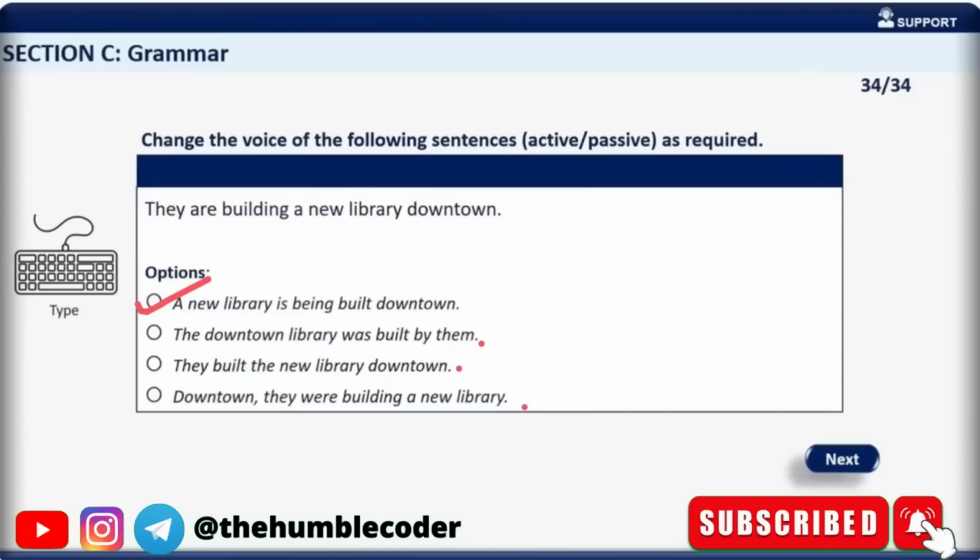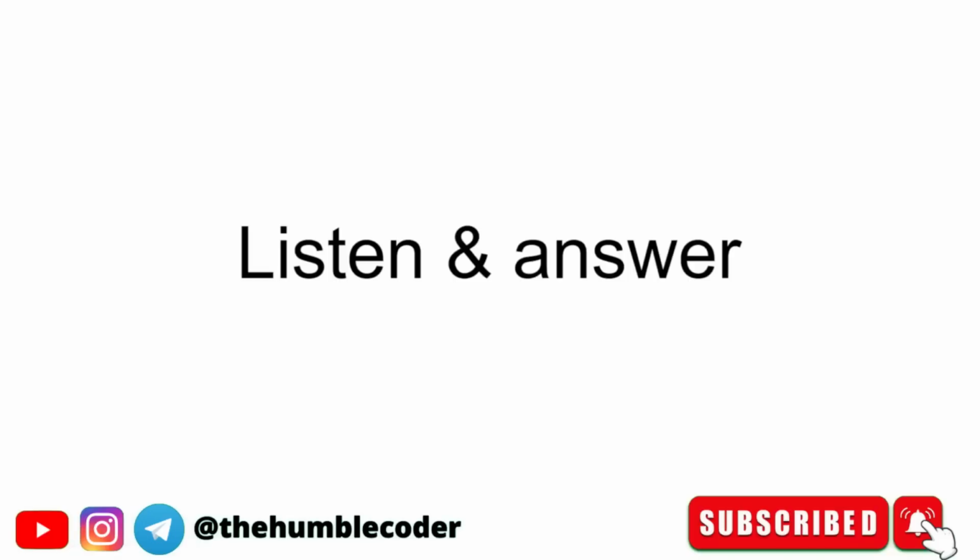Hope you have understood these types of questions. These are very important when it comes to communication assessment. Let's now move on to the next set of questions, which is going to be listen and answer.